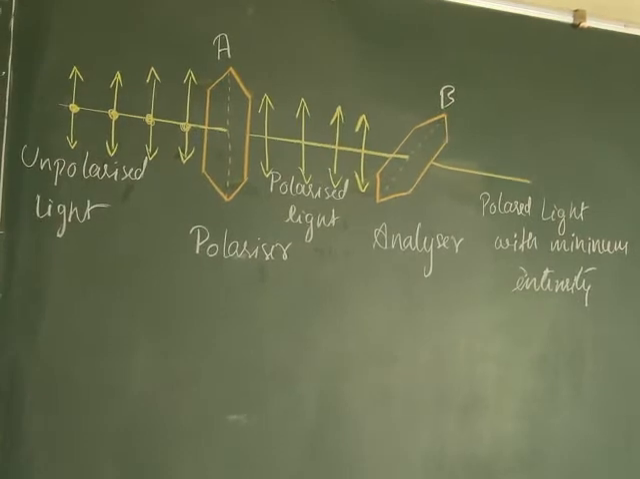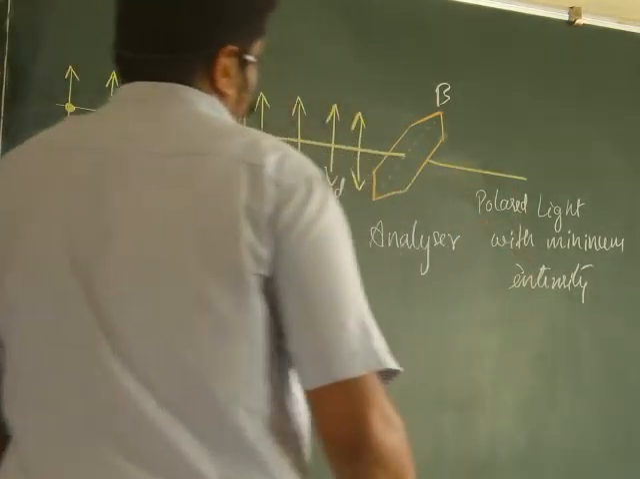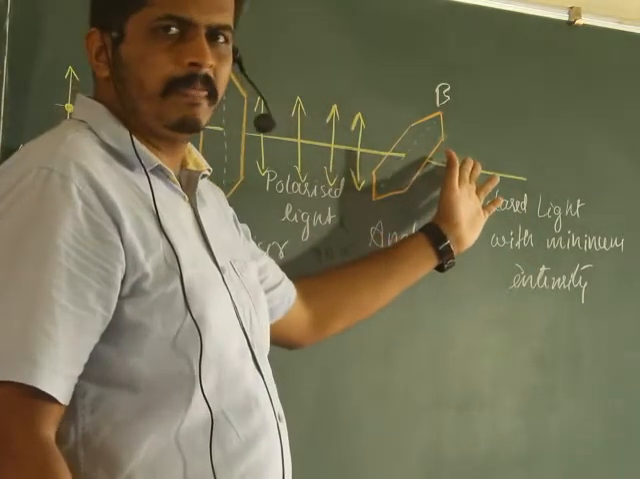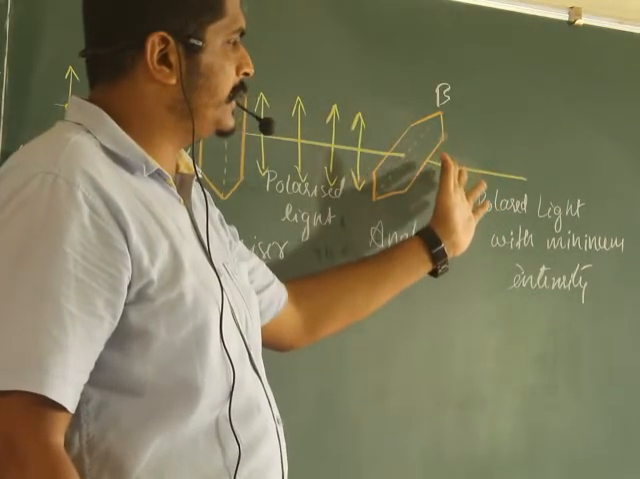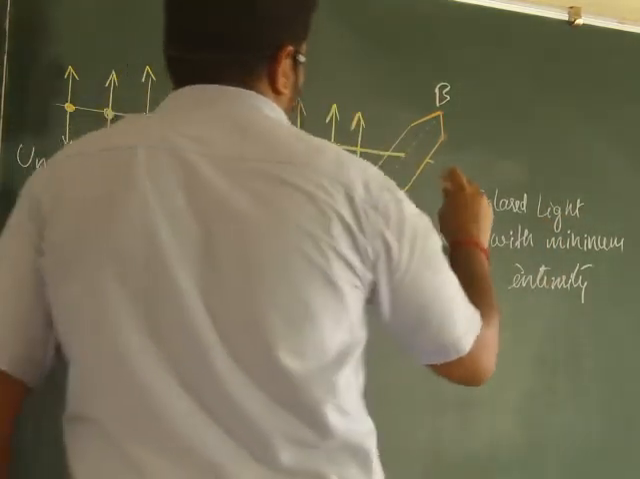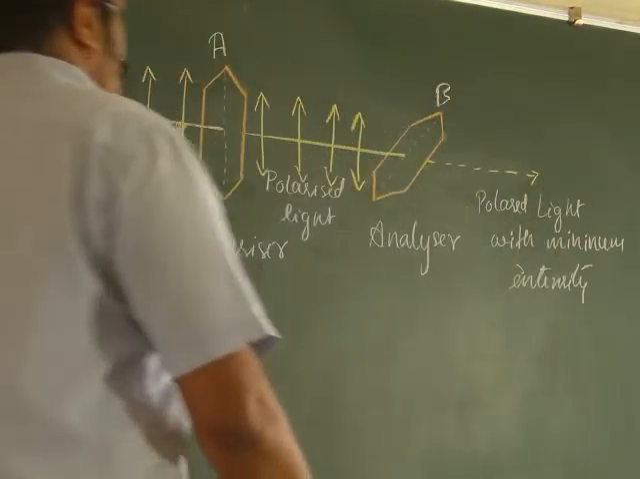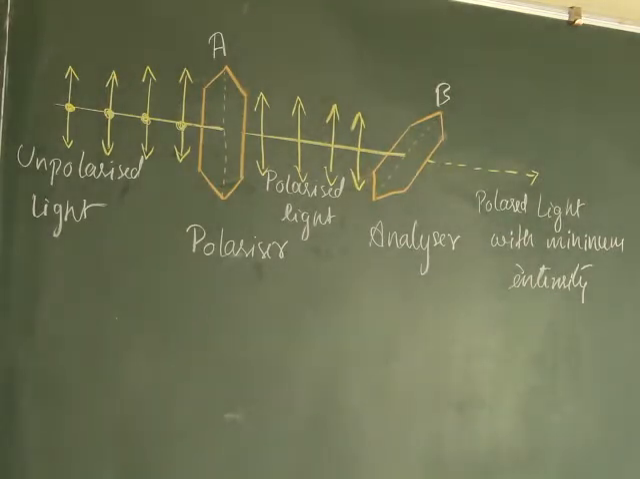So next, what happens here? Look at the B, analyzer. What happens here, analyzer B? I am not going to show any vibrations here, but the problem is you have used light as a ray in ray optics, and I don't want you to consider this as light going nicely. I will use a dotted line. That means reduced intensity of light is present. Okay. Yes.